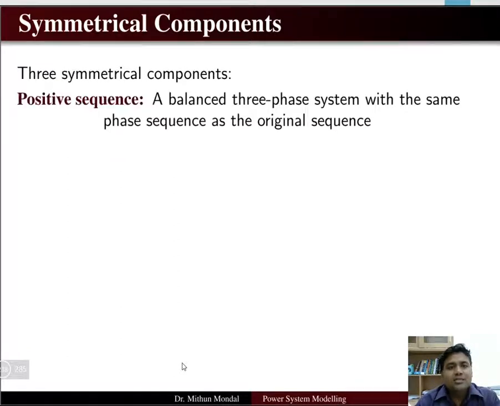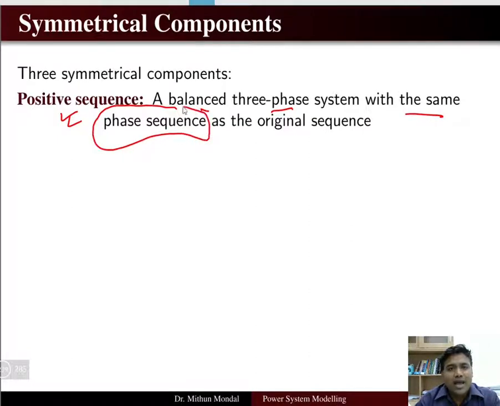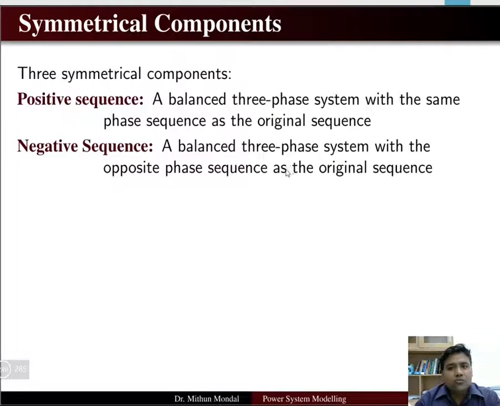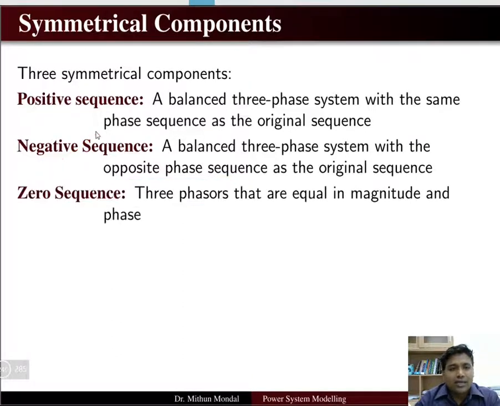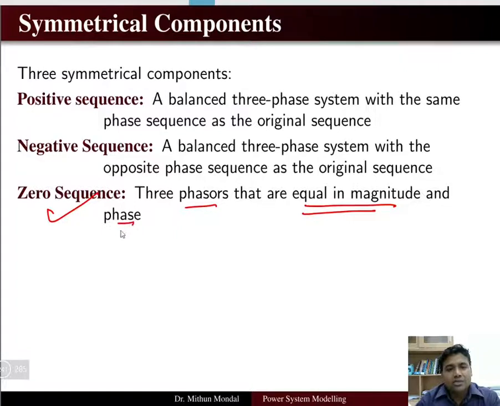There are basically three symmetrical components. First is the positive sequence: a balanced three-phase system with the same phase sequence. Whenever the phase sequence of the new balanced system is the same as that of the unbalanced system, it is known as the positive sequence. The negative sequence will have the opposite phase sequence than the original sequence. Then you have the zero sequence, where three phasors are equal in magnitude and phase.